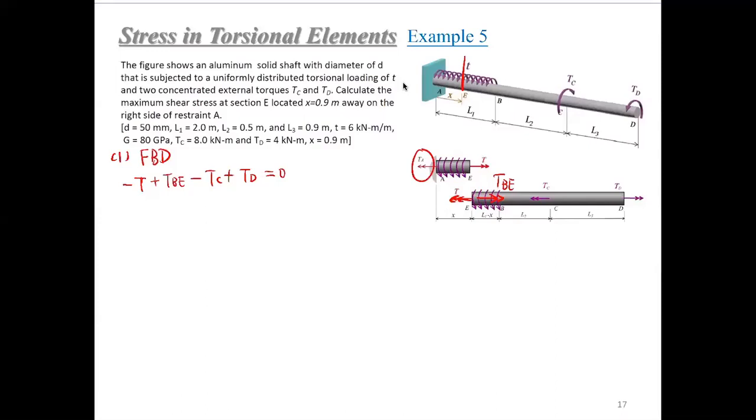So what is the value of TBE? TBE is the distributed torque, where the distribution t is 6 kilonewton meter per meter. So this is t times L1 minus x, that is the value of TBE. The distribution is 6 kilonewton meter per meter times L1 minus x, that is BE. So from here, we can derive that T equals t times L1 minus x, minus TC plus TD.